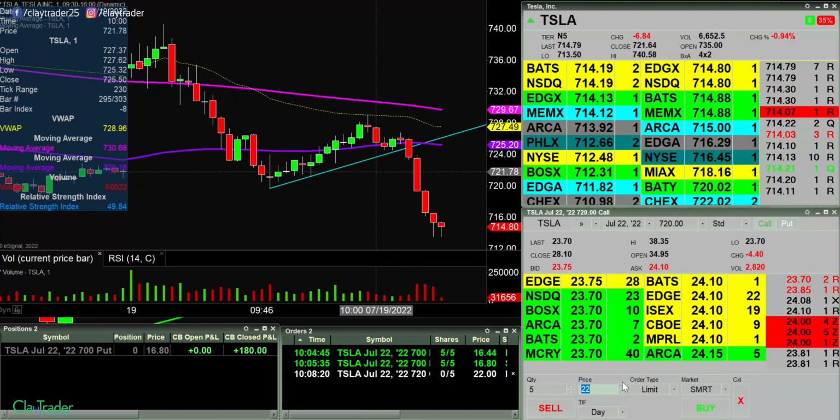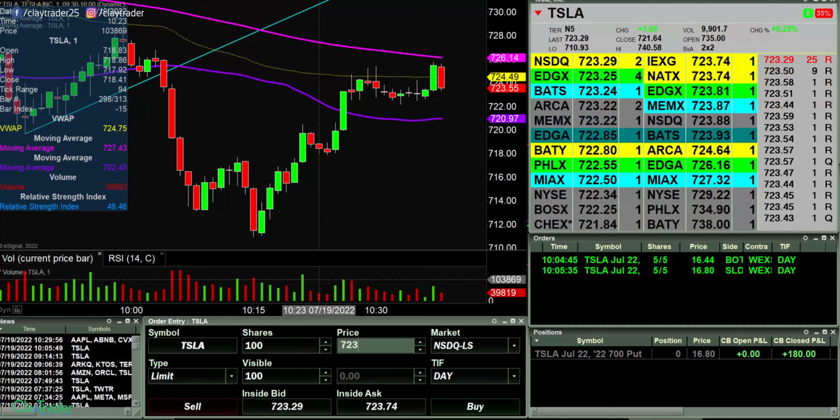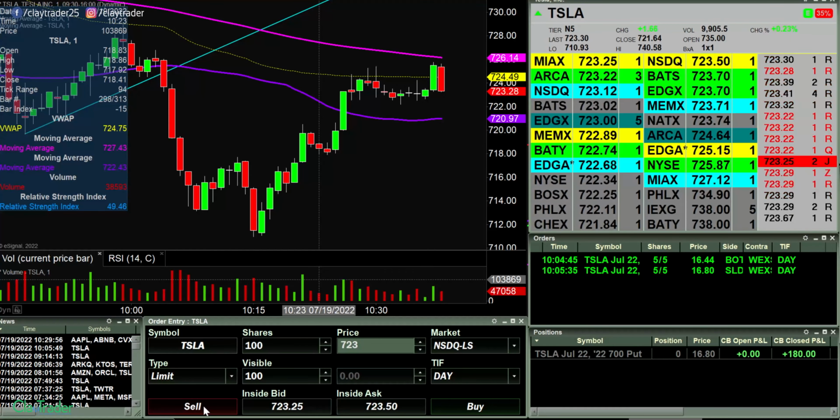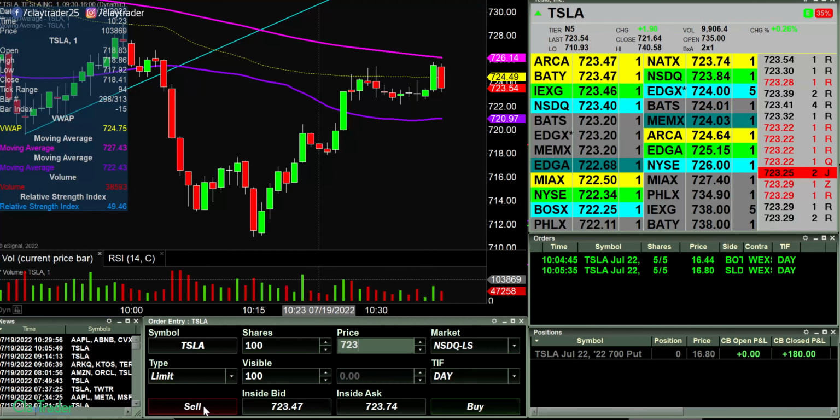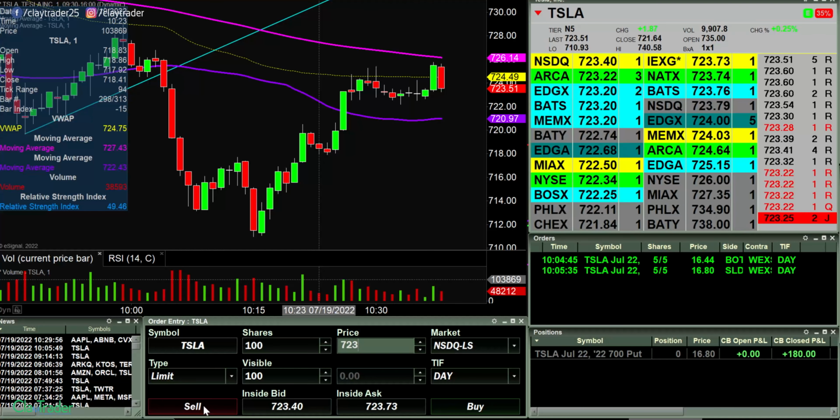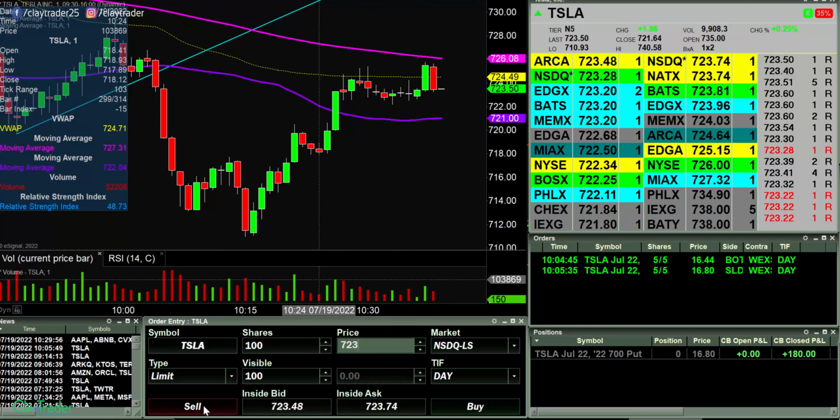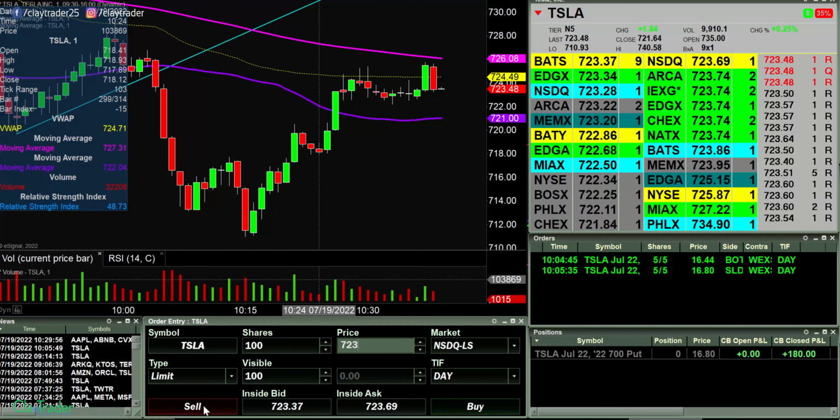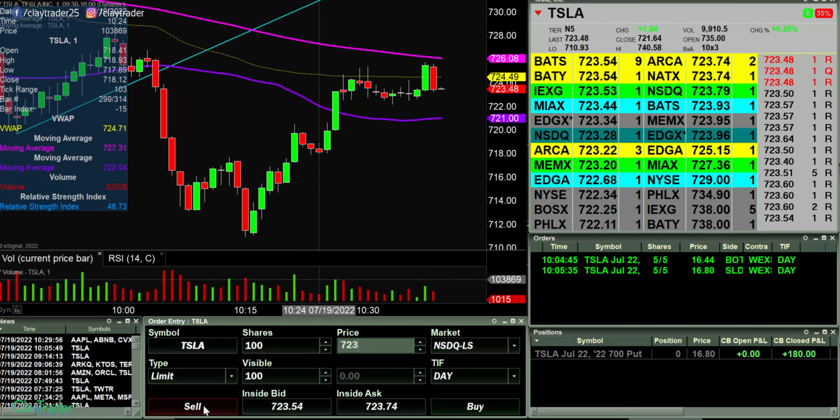All right, I'll go ahead and pause the software. All right, I'm watching 723 here as a potential short. Just going to do shares. This is mainly based on the 5 minute. I will go short at 724.50 if it wants to come up there. If not, I'm still willing to take it at 723.